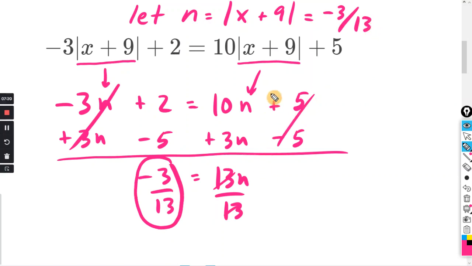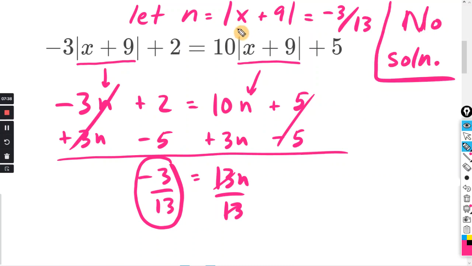Now, can an absolute value ever equal a negative? No. That will never equal a negative. Okay? So there is no solution. That's it. This thing right here cannot be solved because an absolute value cannot equal a negative.